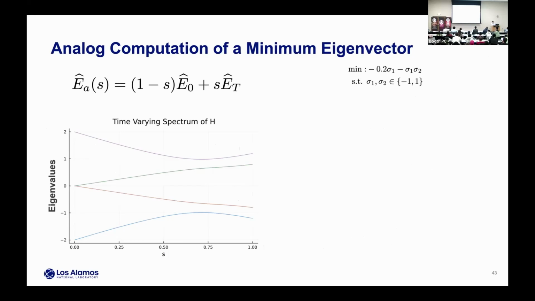So here's this example done numerically. Here we have S, that's the interpolation function. I'm showing you the eigenvalues of this hybrid matrix EA. And you can see that the minimum eigenvalue takes some trajectory, right? It goes up and then it comes down.